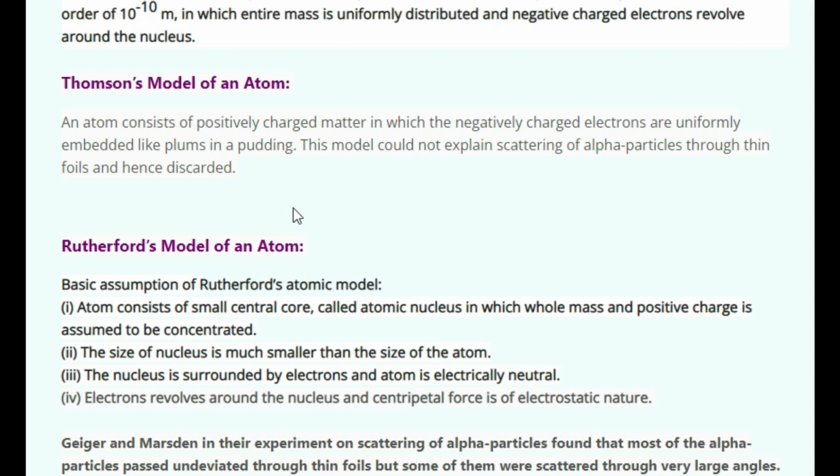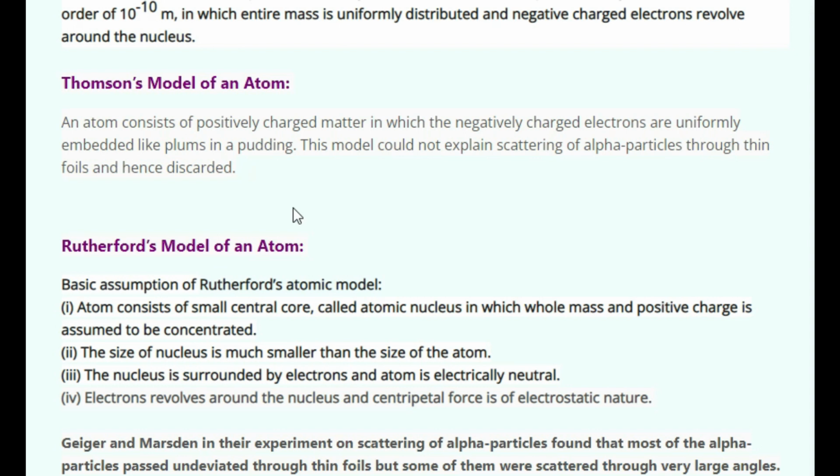They are called atoms. They are spheres of radius of the order of 1 angstrom, that is 10 to the minus 10 meter, in which the entire mass is uniformly distributed and negatively charged electrons are revolving around the nucleus, the central point. So when scientists like Thomson came forward with an atom model, it was looked at with much curiosity, because it was the first model of atom.